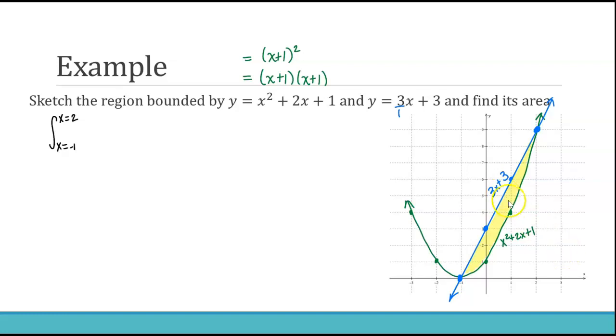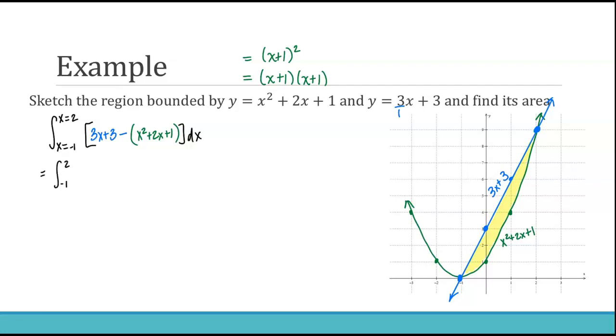So we're going to do, again, that top minus bottom, so 3x plus 3. And then minus, and here's where we definitely need to be careful, we need some parentheses. We're going to subtract x squared plus 2x plus 1. And then this is with respect to x, everything here is in terms of the variable x. And so now we have a definite integral that we can evaluate to get the area between the two curves. So let's go ahead and move forward with that.